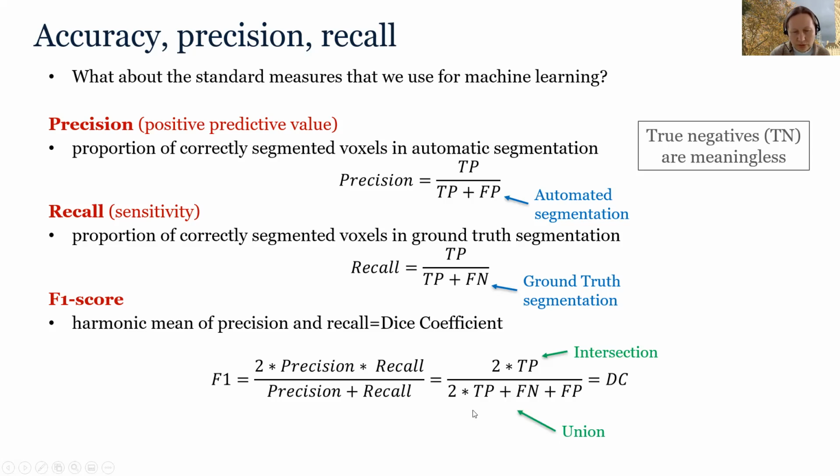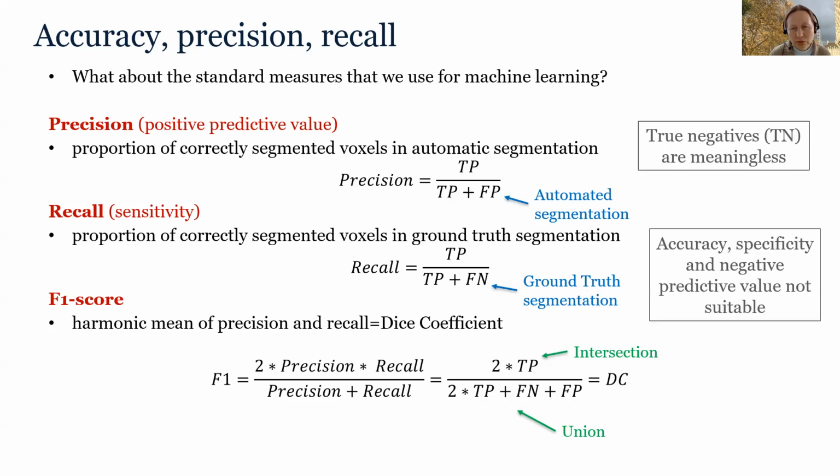the denominator is actually not the union, sorry about that, but instead is the number of voxels in the automated segmentation plus the number of voxels in the ground truth. So if you add these two denominators, you get exactly this. So that's why the F1 score is really what we're interested in. So to fully evaluate your segmentation, calculate F1 score, recall, and precision. And also accuracy, specificity, and negative predictive value are not suitable because they look at true negatives, which are meaningless.